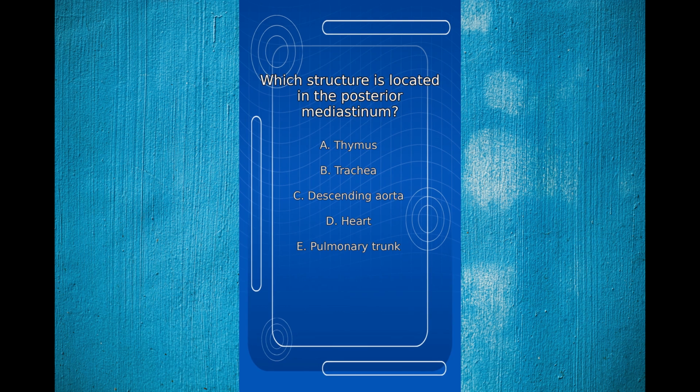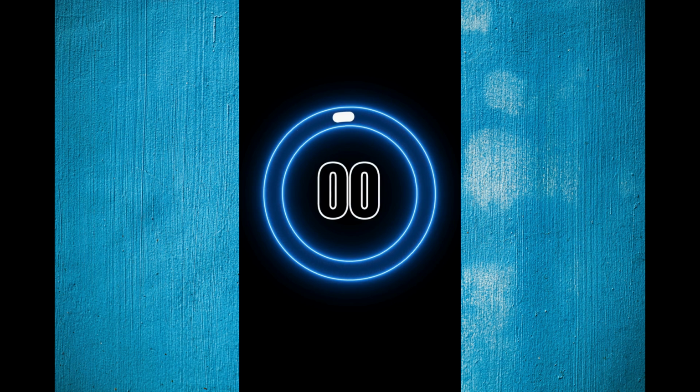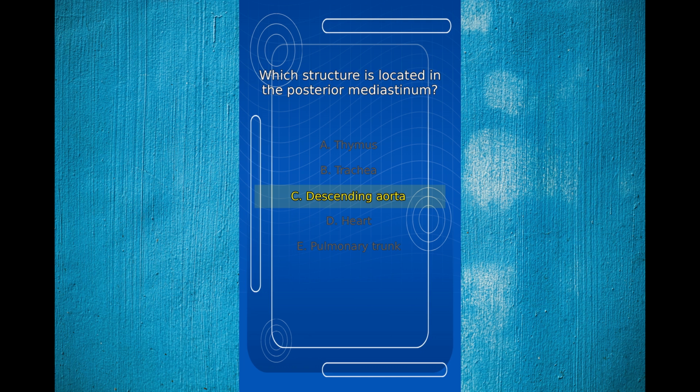Which structure is located in the posterior mediastinum? The correct answer is C. Descending aorta. The descending aorta is a key structure in the posterior mediastinum.